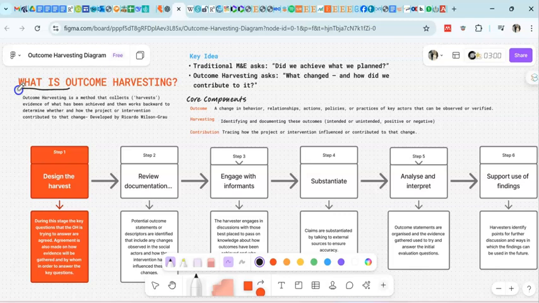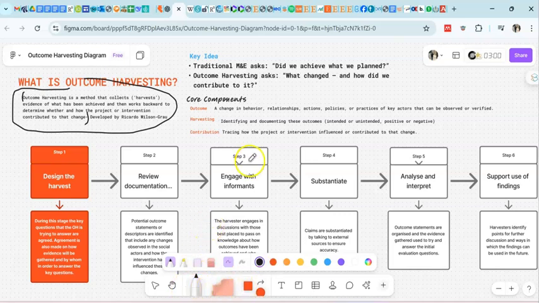Outcome harvesting is a method that collects or harvests evidence of what has been achieved and works backward to determine whether and how the project or intervention contributed to that change. In a simple sense, and this was developed by Ricardo Wilson-Grau.